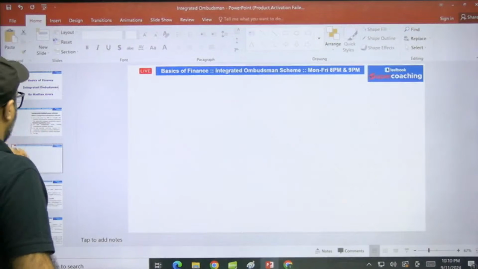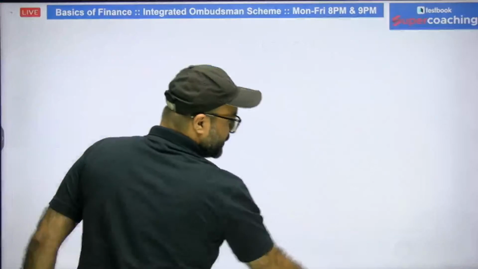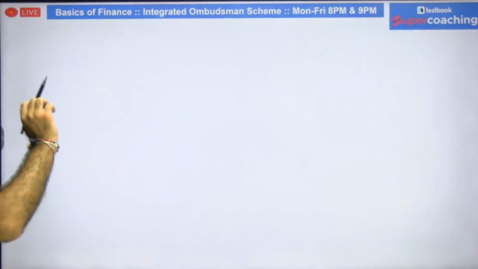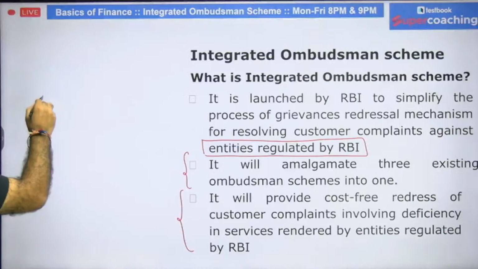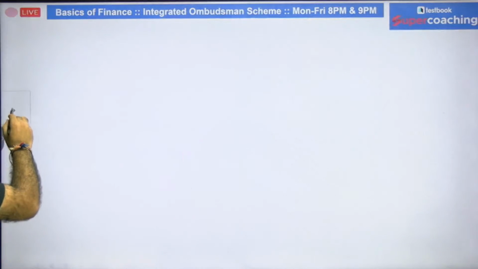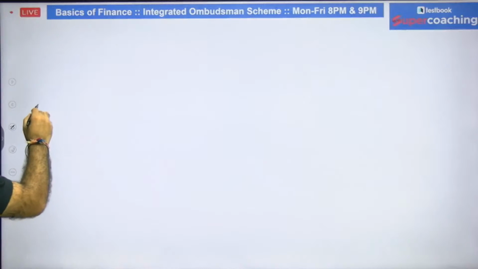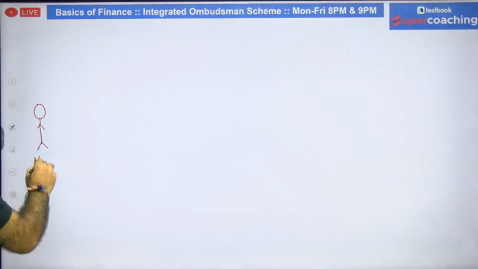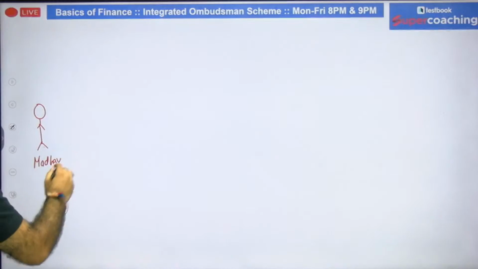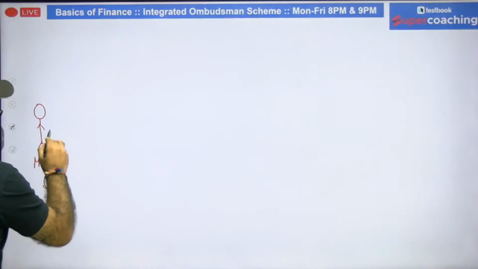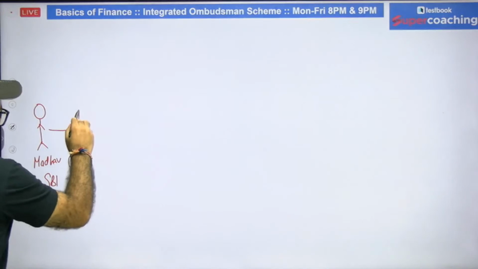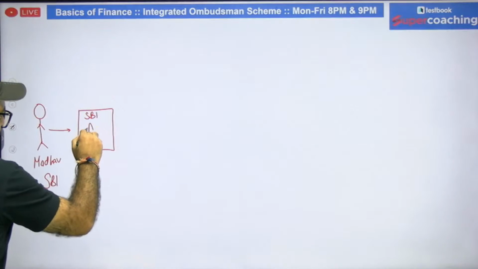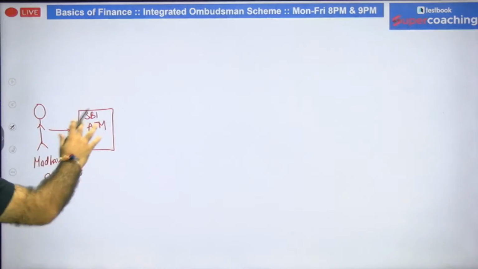Okay, please pay attention. You are going to enjoy this for sure. I'm giving you a story where we'll understand the working of the ombudsman. Let's say there is an individual named Madhav. Madhav is holding his bank account with SBI, and he approached the SBI ATM.